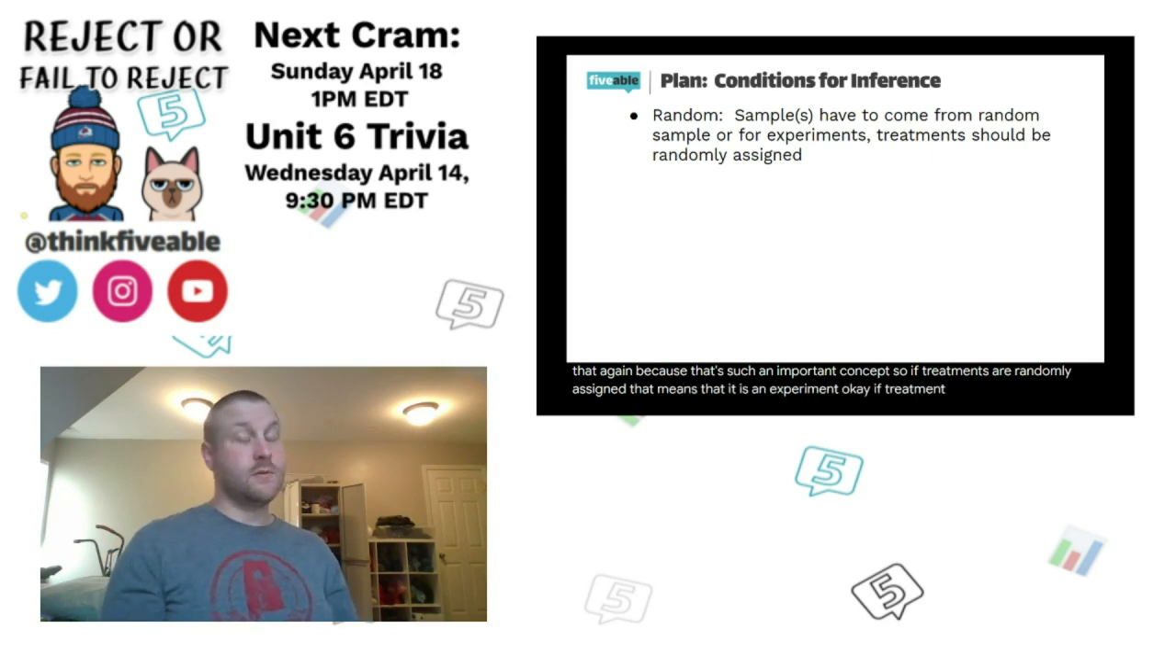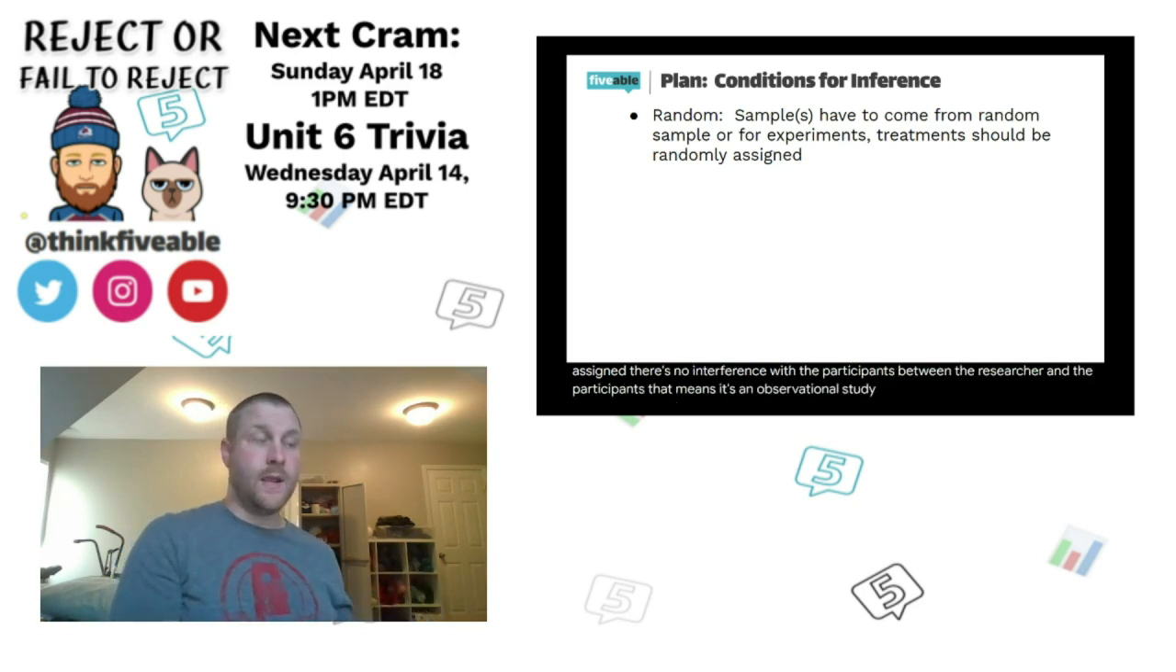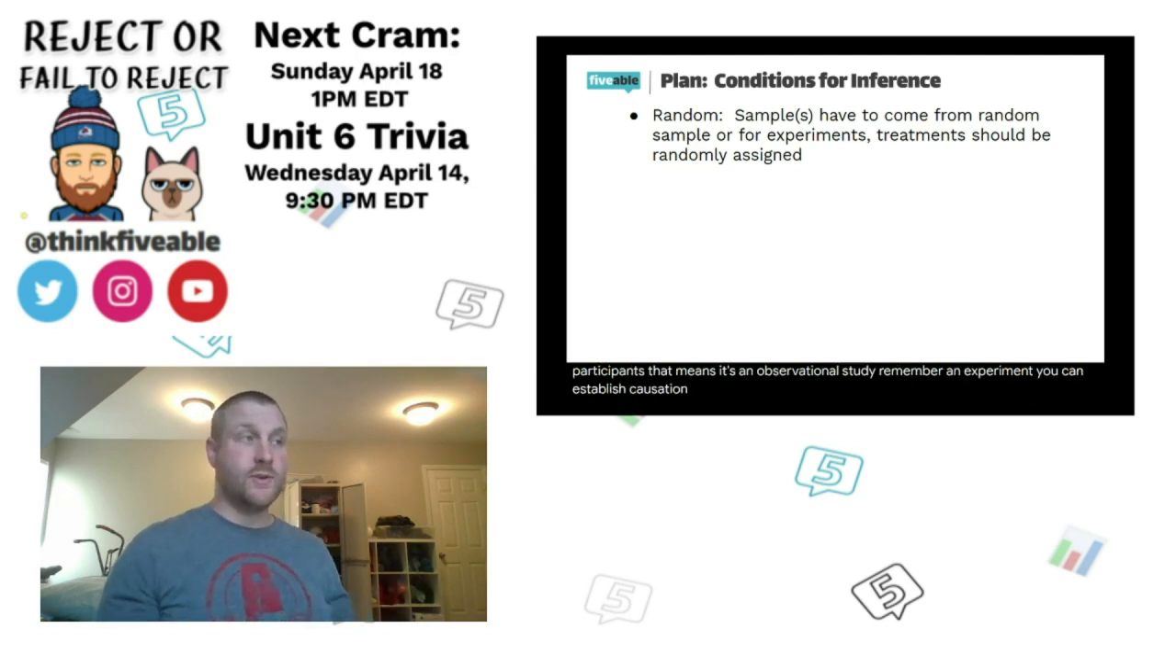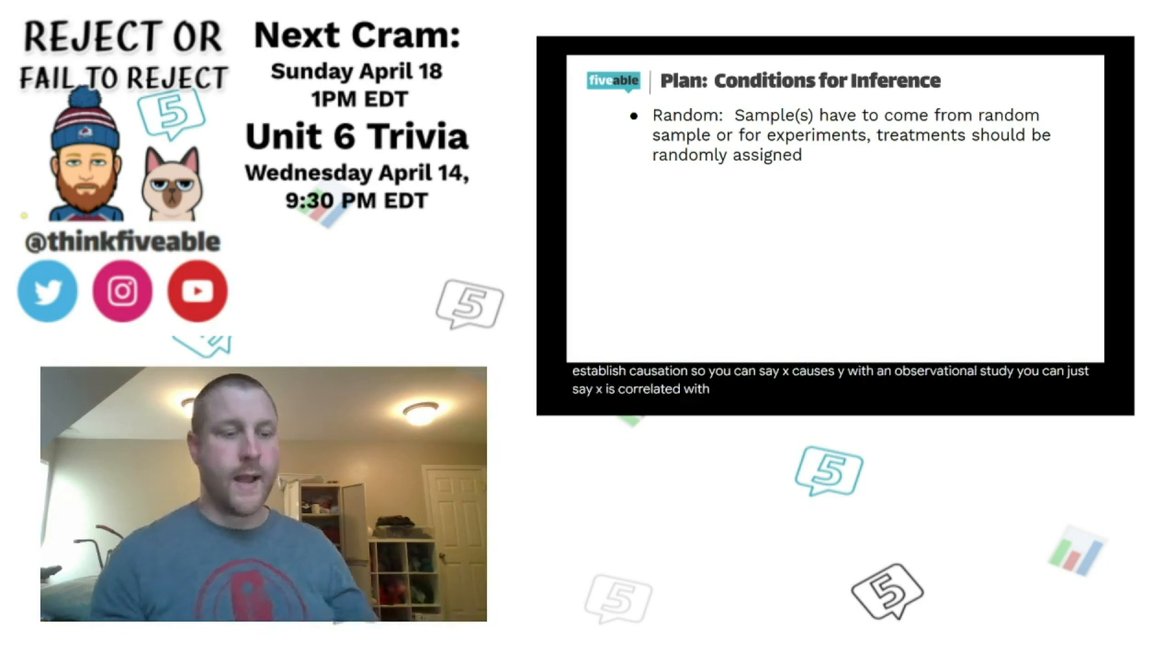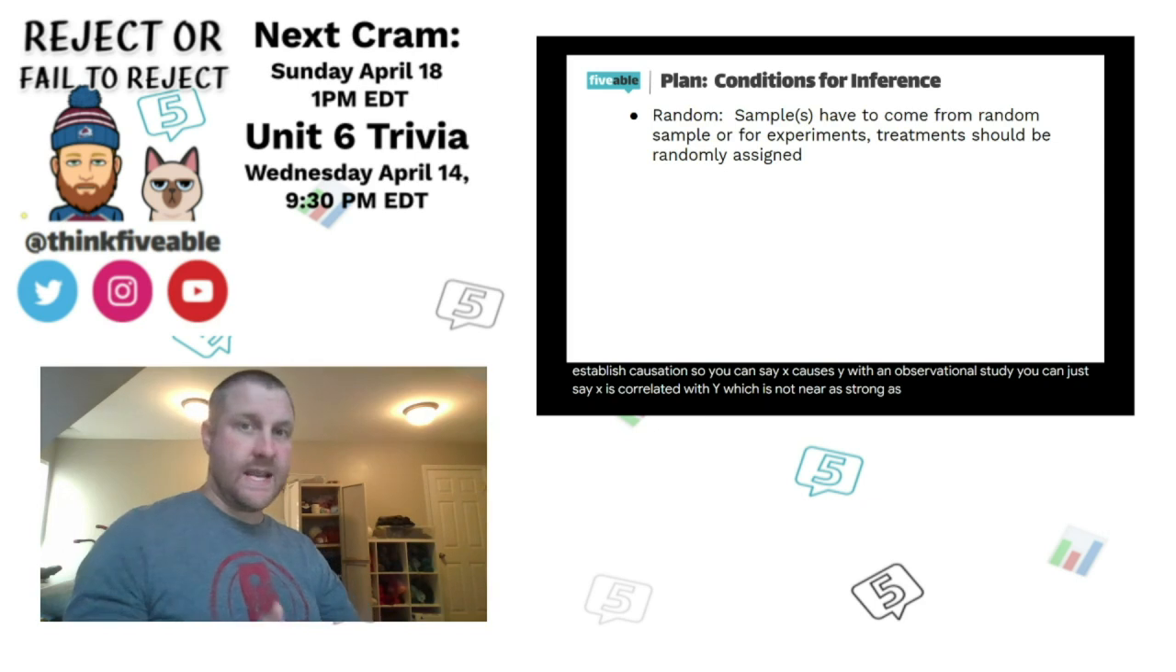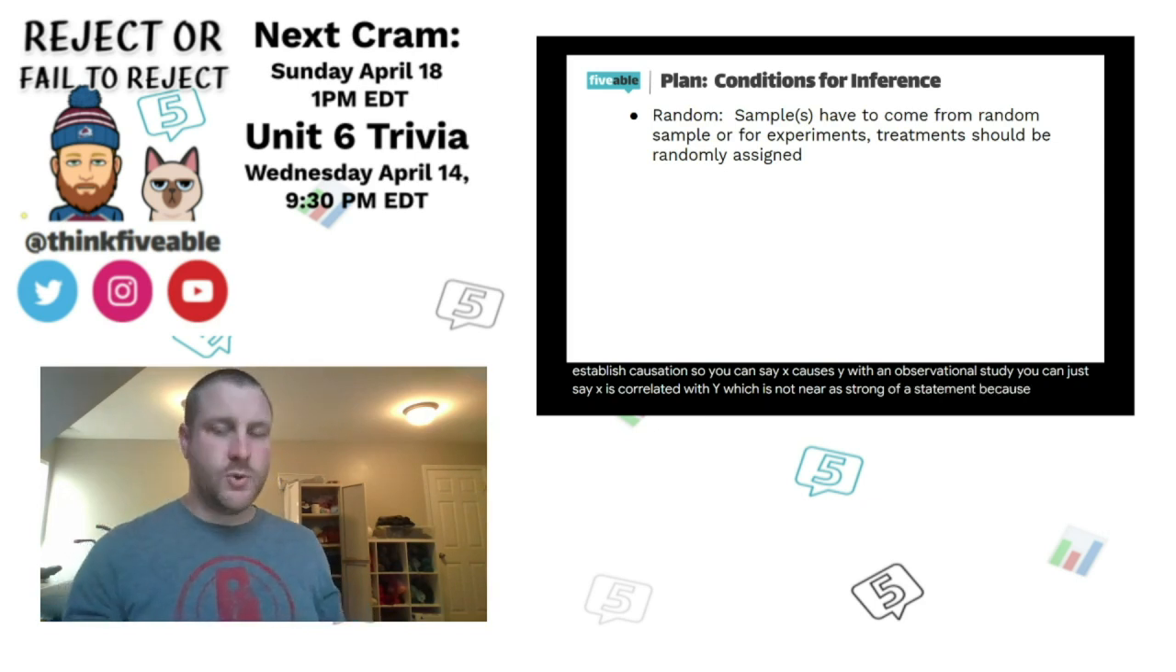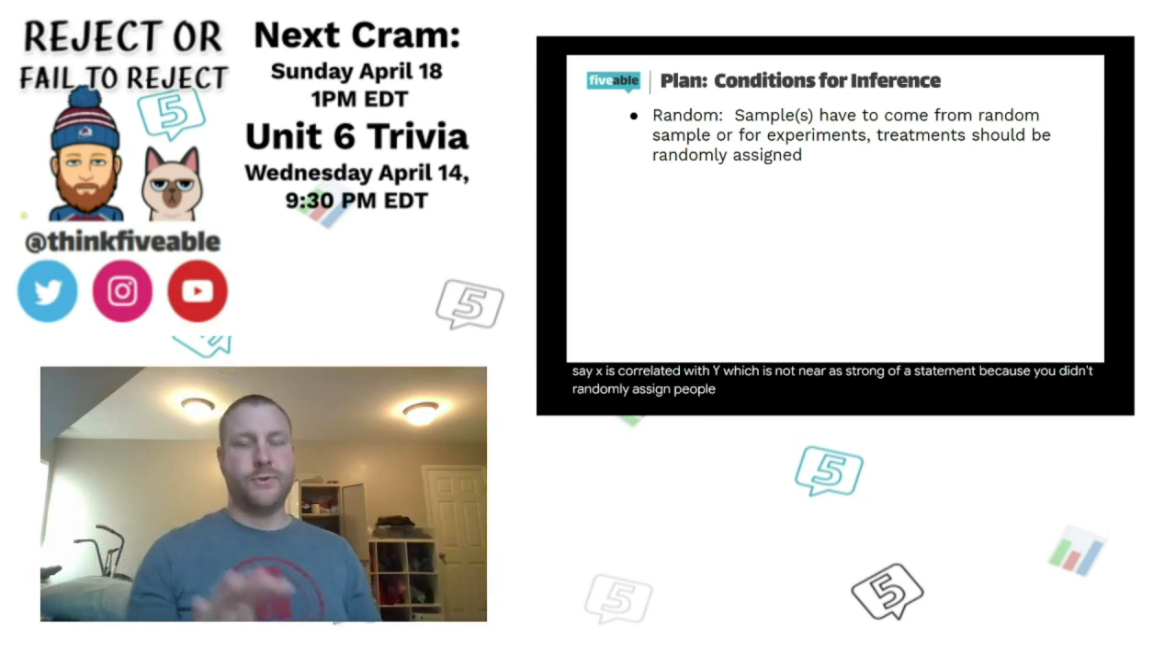Okay, if treatments are not randomly assigned, there's no interference with the participants between the researcher and the participants. That means it's an observational study. Now remember, with an experiment, you can establish causation. So you can say X causes Y. With an observational study, you can just say X is correlated with Y, which is not near as strong of a statement because you didn't randomly assign people to group A or group B between the two variables.